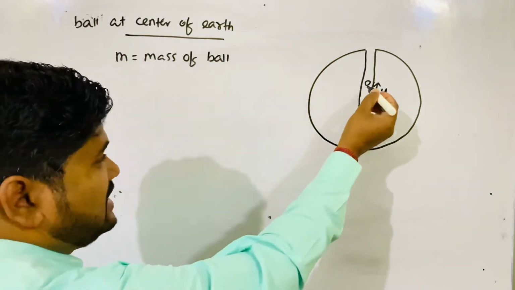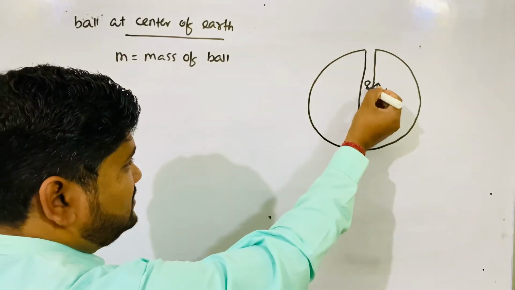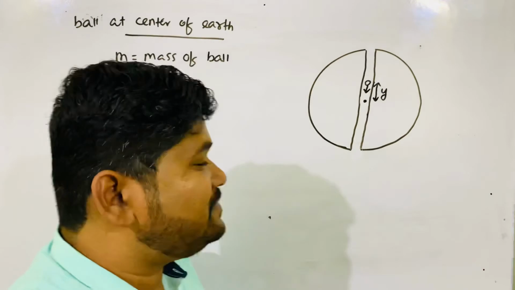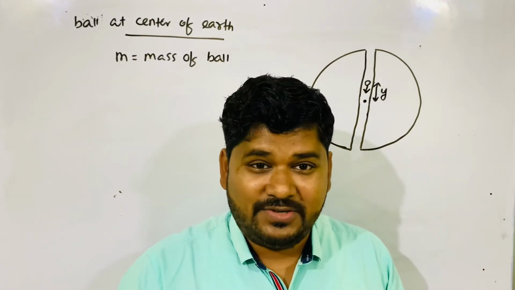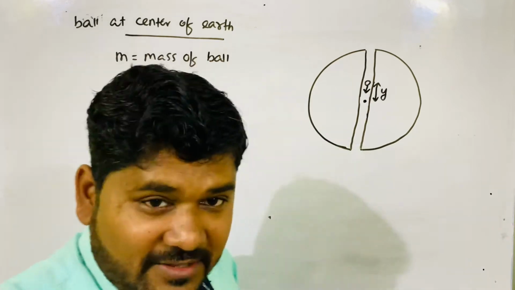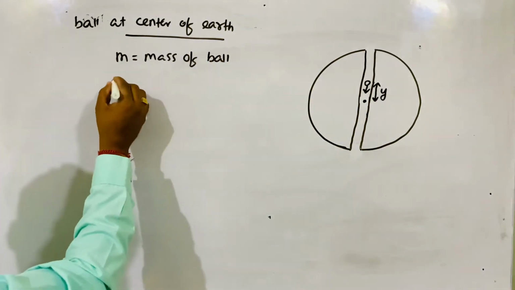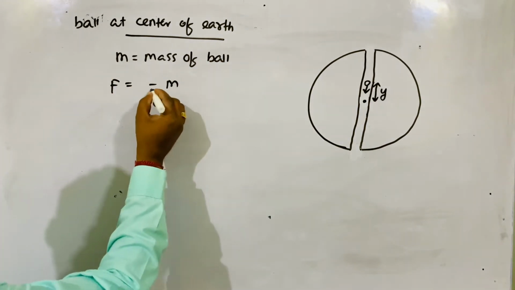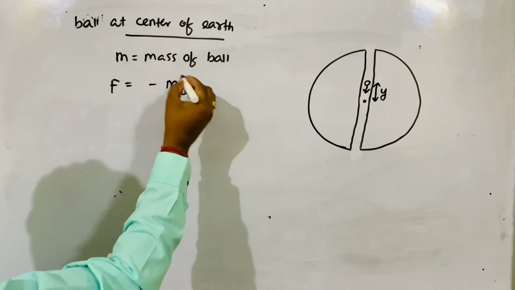Then what force acts on the ball towards the mean position? That is equal to the gravitational force of earth on the ball, nothing but the weight of the ball. So restoring force F is equal to minus mg.